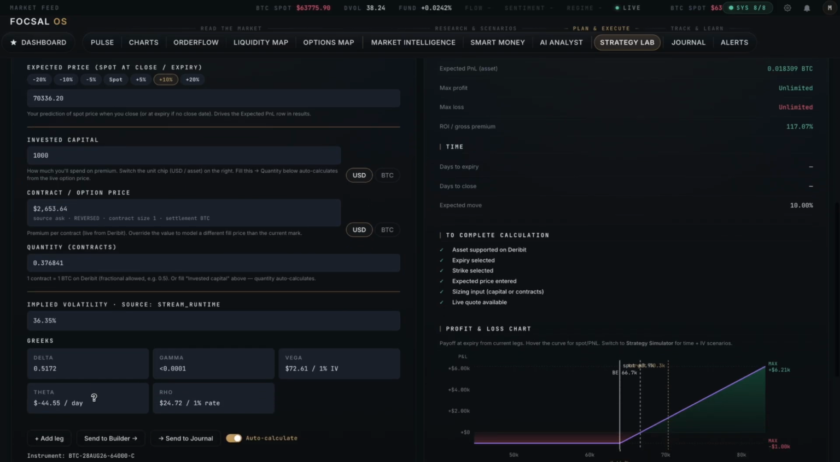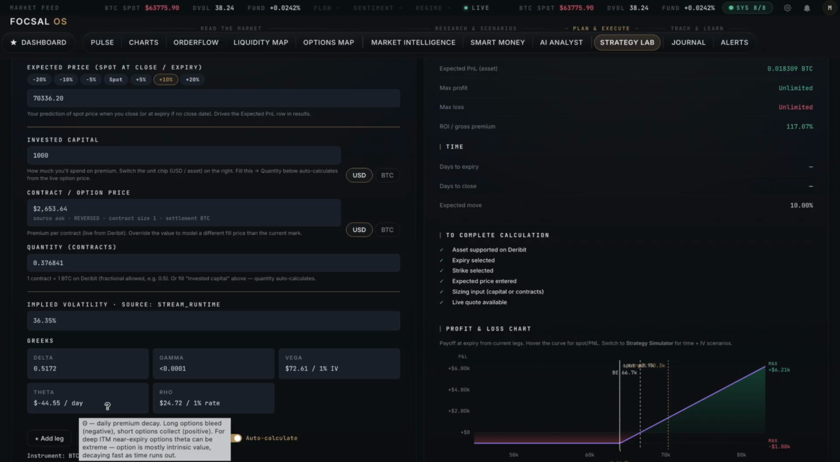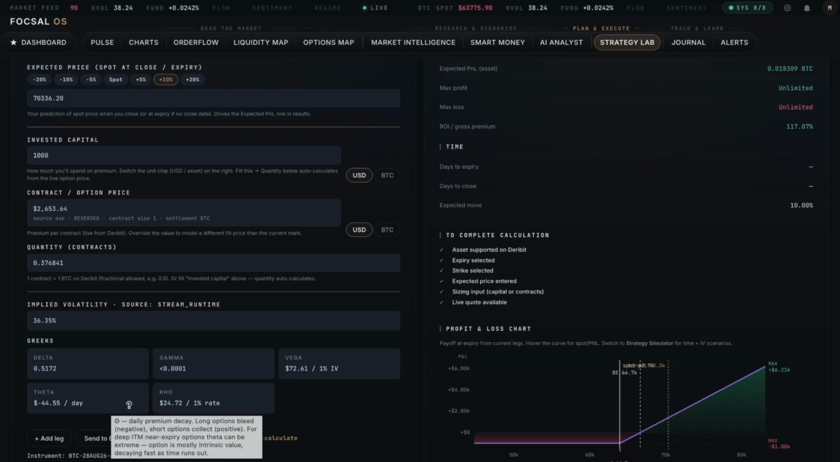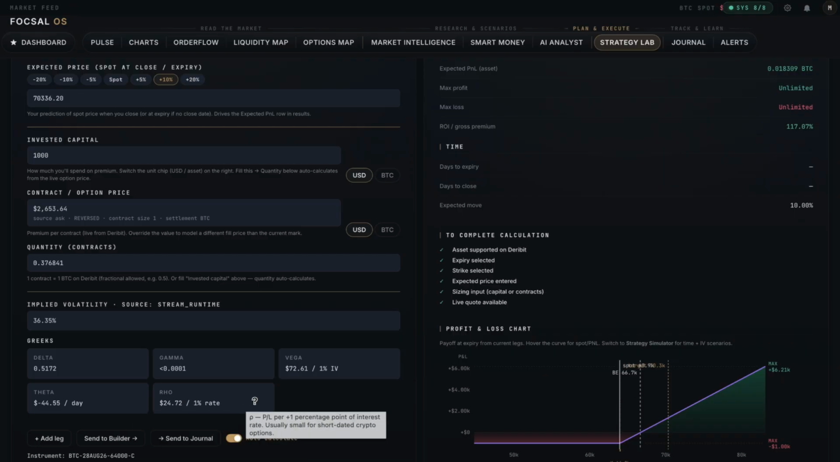Here are the Greeks for this exact position. Delta tells me what I make if Bitcoin moves $1. Theta tells me what I lose if a day passes and nothing happens. These aren't abstract concepts from episode 3 anymore. These are concrete numbers for the option I'm about to buy.